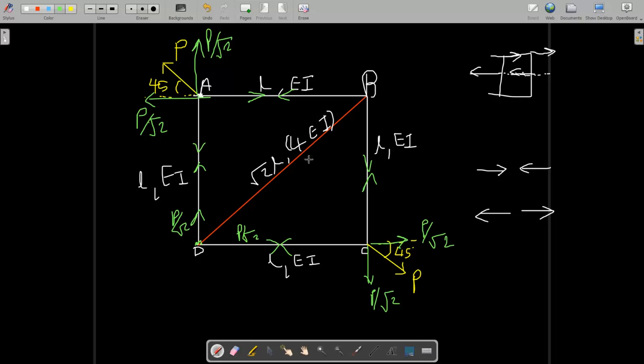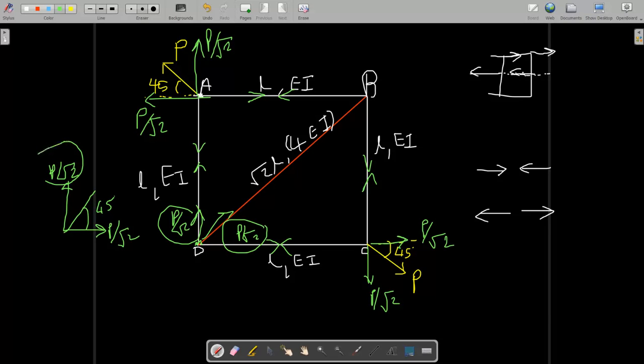The member BD is connected at the junction of these two points. In this member BD, the vertical P by root 2 and the horizontal P by root 2 forces are both acting simultaneously. So there is a resultant force acting at 45 degrees. If you draw this with the parallelogram law, there will be a resultant force at 45 degrees. And what is the magnitude of the resultant force? When you use the parallelogram law or cosine law, with P by root 2 and P by root 2, you will find the resultant force as P.